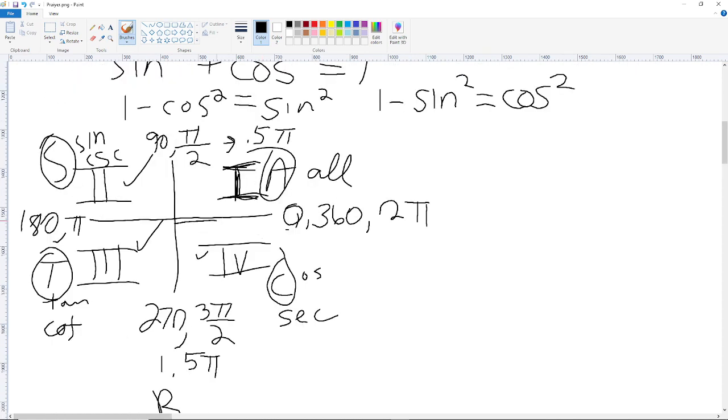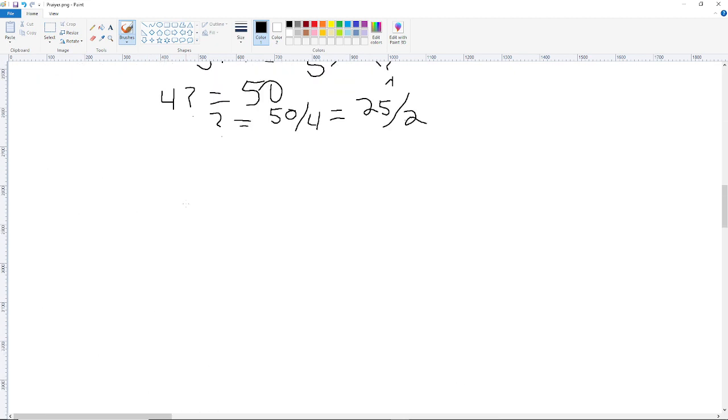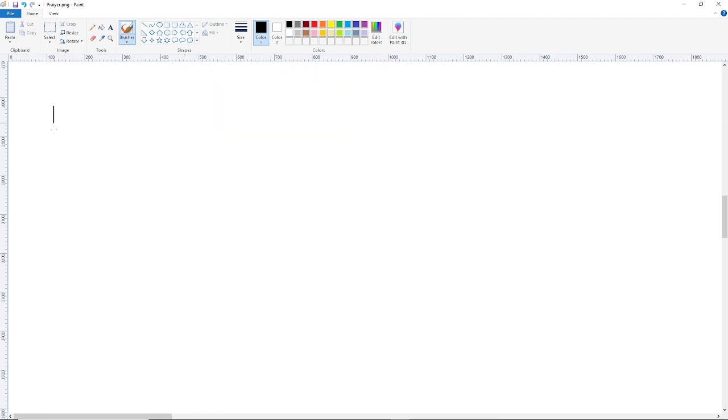Here's 0. Here's pi over 2, or 90 degrees. So we're in the first quadrant. It says 0 is less than x is less than pi over 2, so we're in the first quadrant. Everything is positive here. So sometimes it's wise to write that down to know what quadrant you're in. We're in the first quadrant.